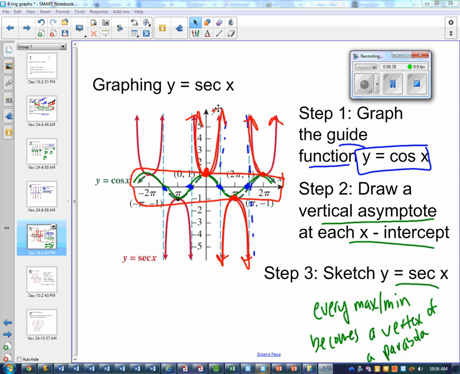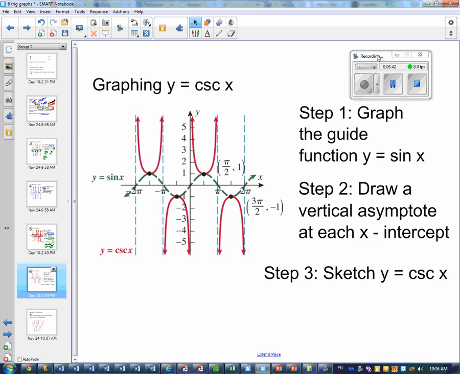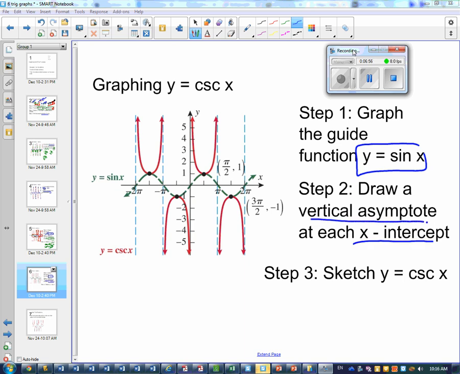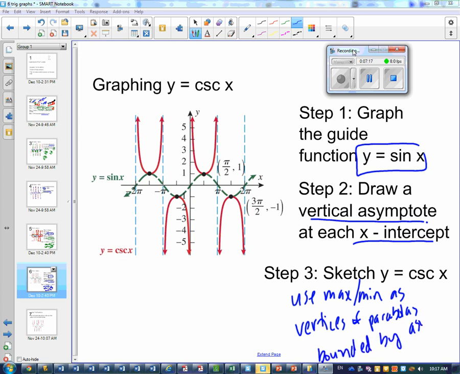So the last of the 6 trig functions is cosecant x. It's very similar to secant. It's going to have the opposite guide function, sine. You're going to start by graphing sine, and that's here in green. And then same exact steps. Every time you have an x-intercept, it's going to turn into a vertical asymptote. And then you're going to use the maxes or mins as vertices of your parabolas, which will be bounded by your vertical asymptotes. And that's the parent for cosecant.